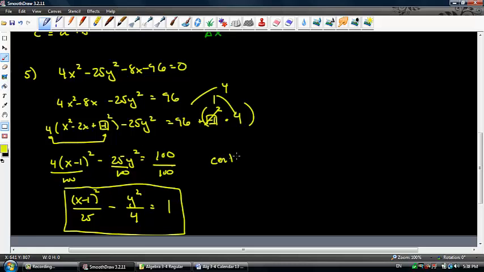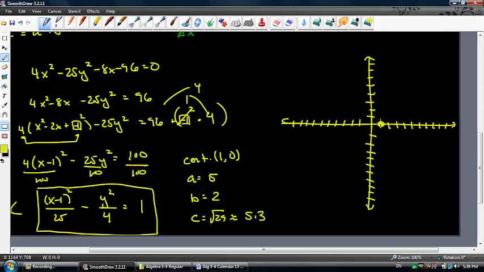So center is going to be 1, 0. A is going to be 5. B is going to be 2. Remember, the major axis is underneath x, so let's go and draw a quick little sketch of this too. It's going to look like that. C is going to be, well, c squared equals a squared plus b squared, so that's rad 29, which is approximately, let's see, closer to 25, so it's a 5.3. Let's go and graph this.